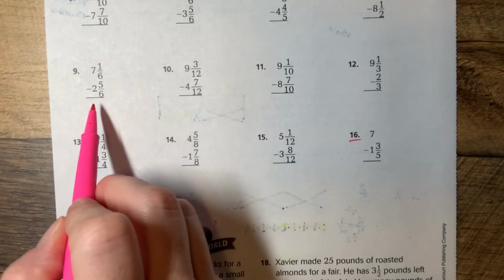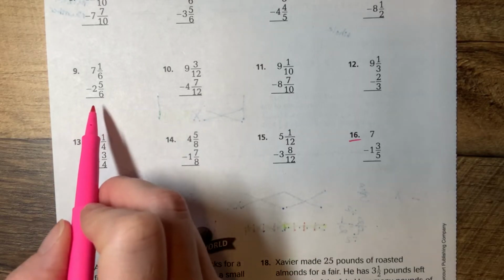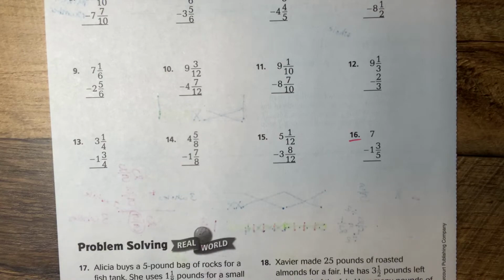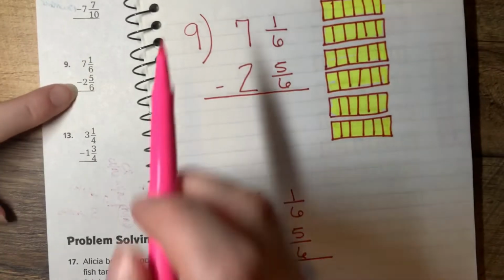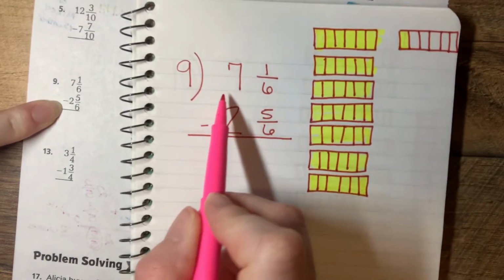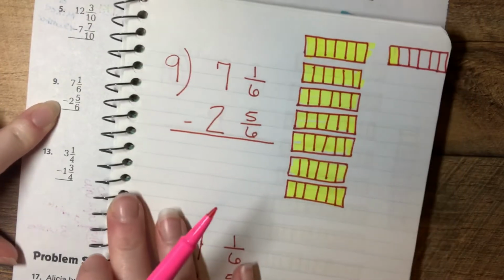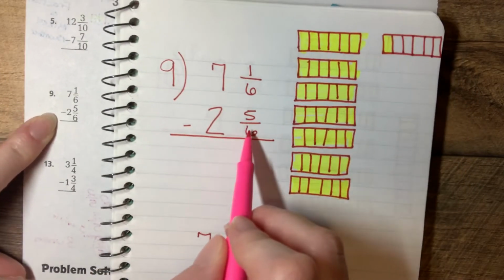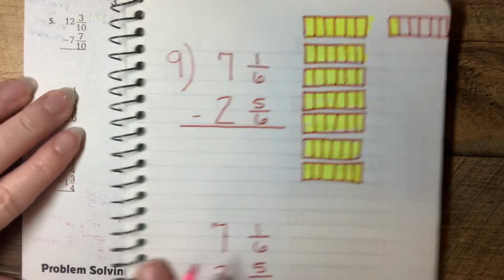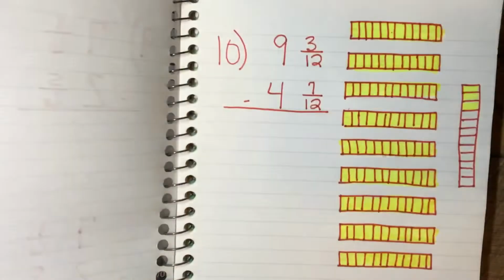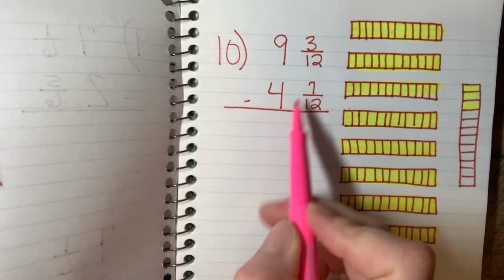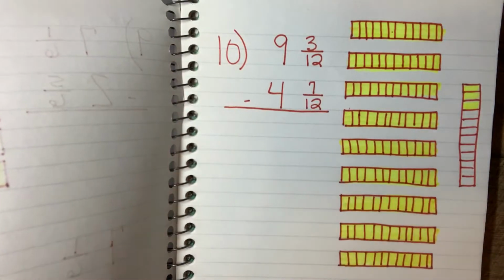So like I said, I'm going to start with number 9, and I already made my model so that I wouldn't waste your time today. So we have number 9 is 7 and 1/6 minus 2 and 5/6. And then number 10 is on the next page. I have it ready. I'm going to go ahead and show you. 9 and 3/12 minus 4 and 7/12.